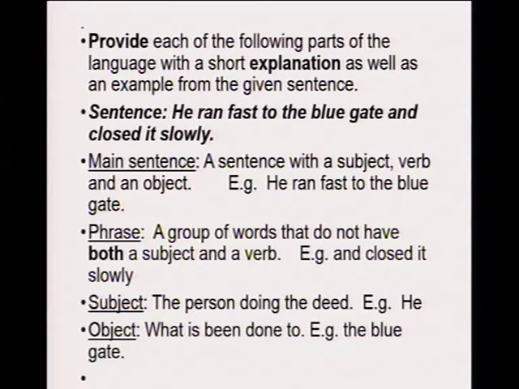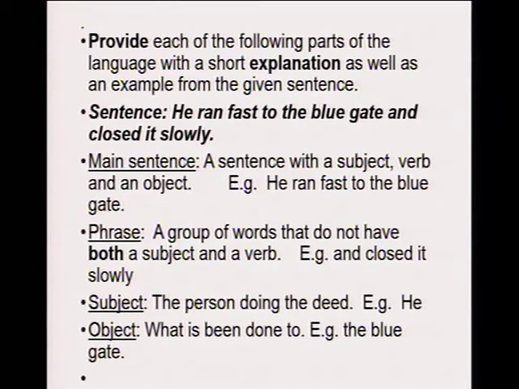So, here are two little parts of sentence in this sentence. He ran fast to the blue gate, and is the word that links the two together, closed it slowly. In the sentence, he ran fast to the blue gate, you get the subject, he. What did he do? The verb, ran fast. And the object, where did he run to? To the blue gate. So the main sentence is, he ran fast to the blue gate.